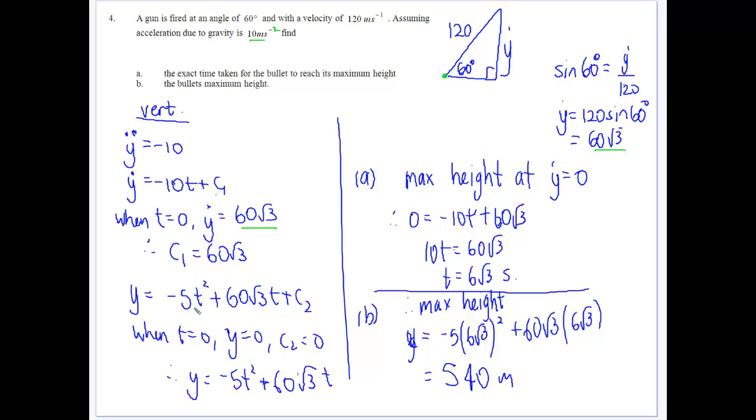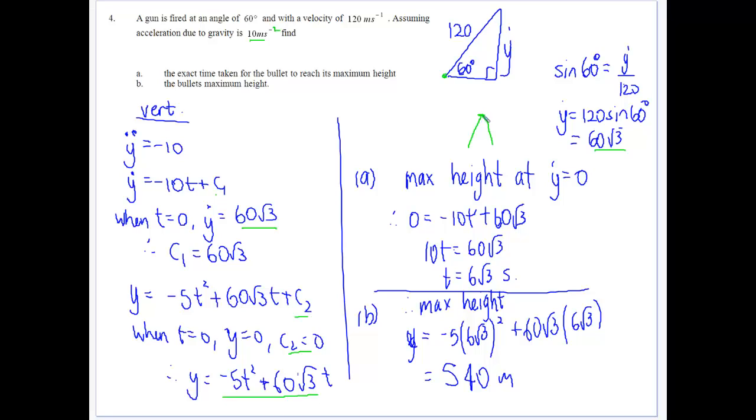Again, we integrate. We get minus 5t squared, 60 root 3 multiplied by t, and our second constant. We're not told where we're starting, so we can take it as the origin. So there's our position statement for the vertical position. Now, our maximum height occurs when the first derivative of y is equal to 0, when the vertical velocity is 0, because once it goes up, it stops vertically, and then it comes down.